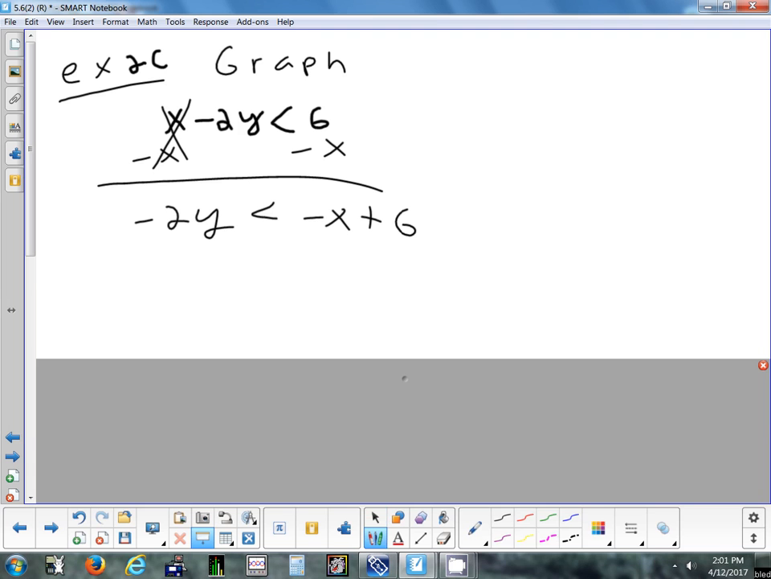Ashley, what's our last step? Yeah, what do we have to do with that -2? Yeah, we don't want the -2 next to the y. So we're going to divide by -2. Okay. Thoughts before I do that?